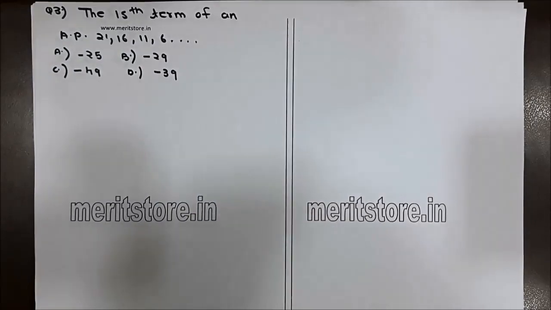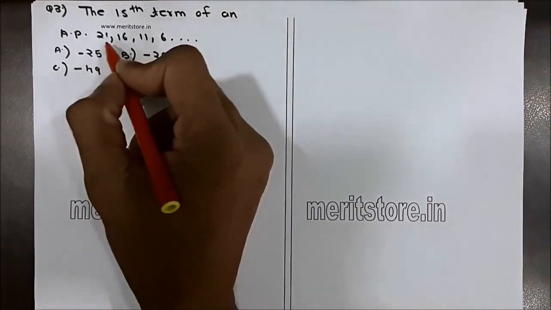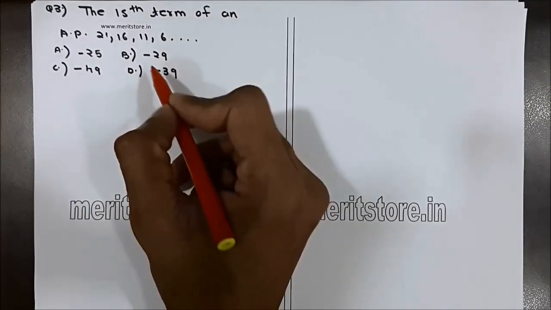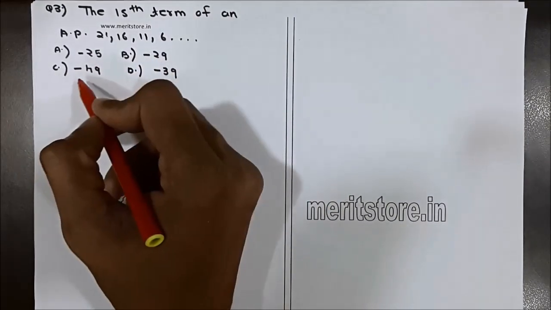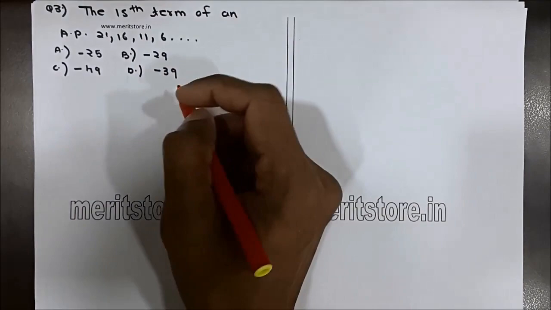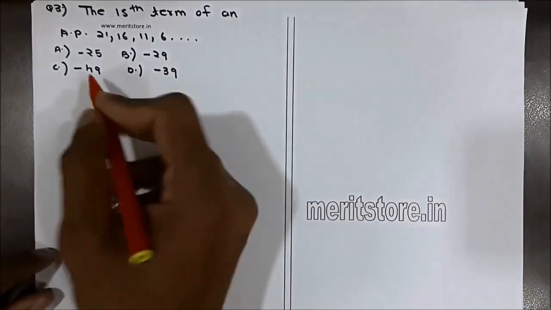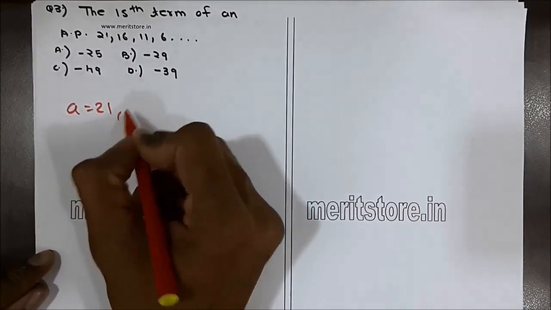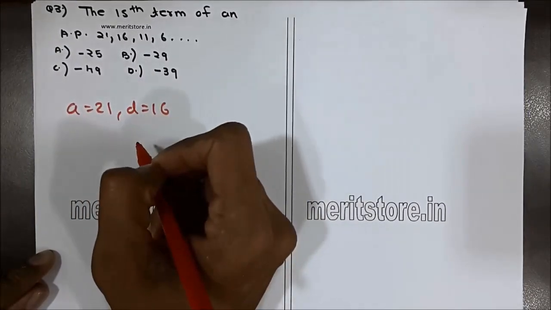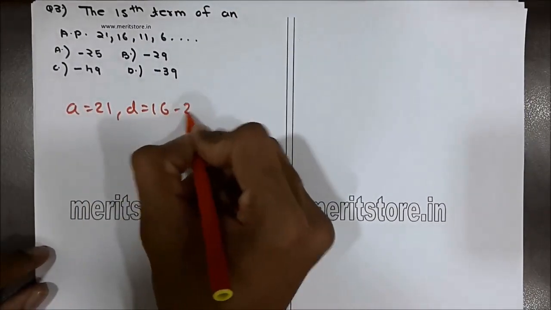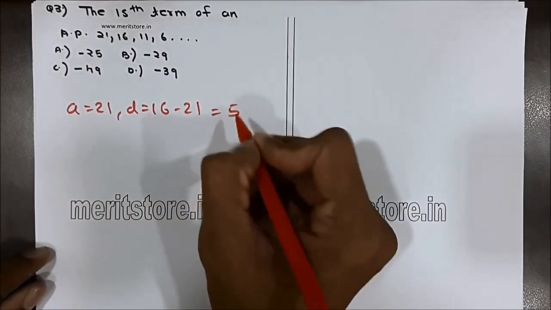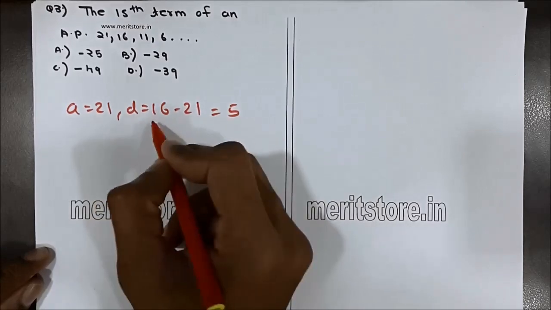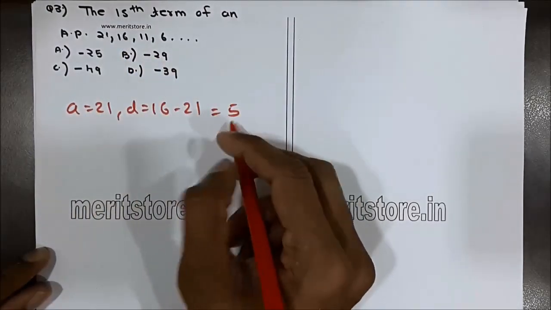Question 3. The 15th term of an AP 21, 16, 11, 6. We have four options, that is A minus 25, B minus 29, C minus 49 and D minus 39. We have A is equal to 21, D is equal to 16 minus 21, which is equal to minus 5, and 11 minus 16 also gives minus 5. Therefore, the difference between every term is minus 5.